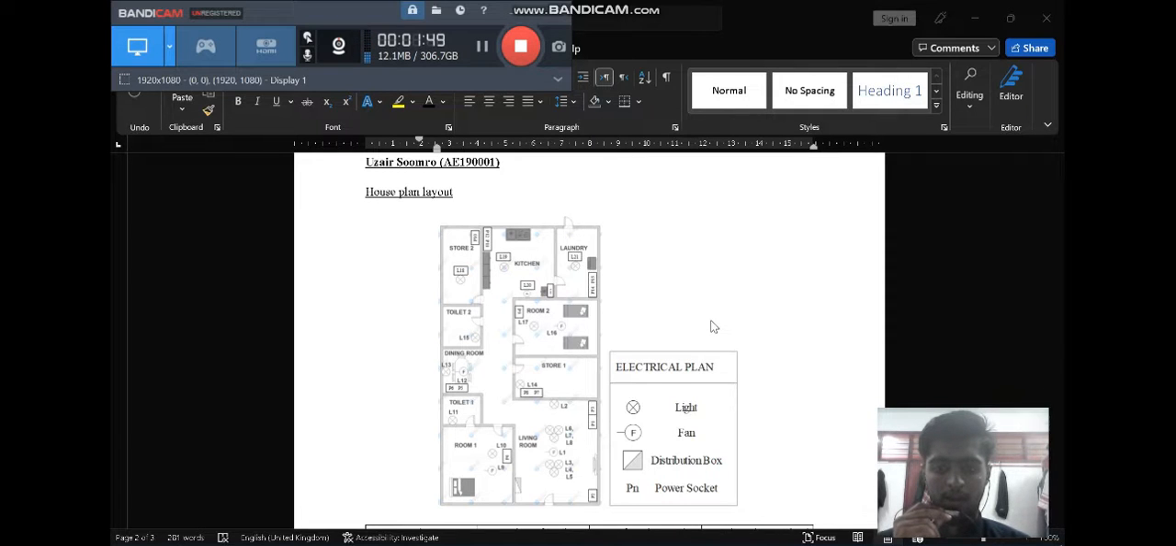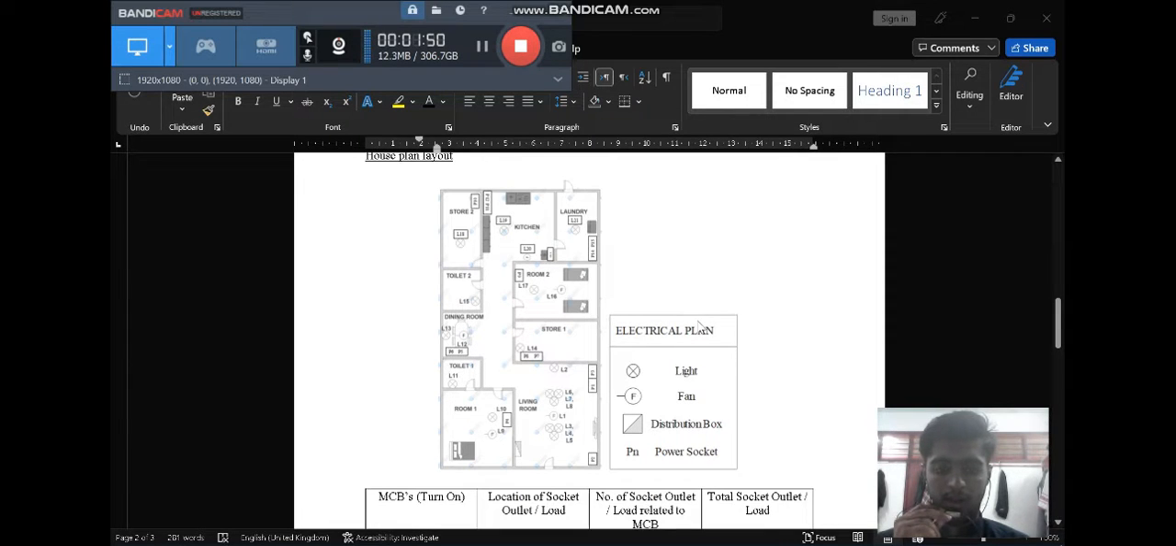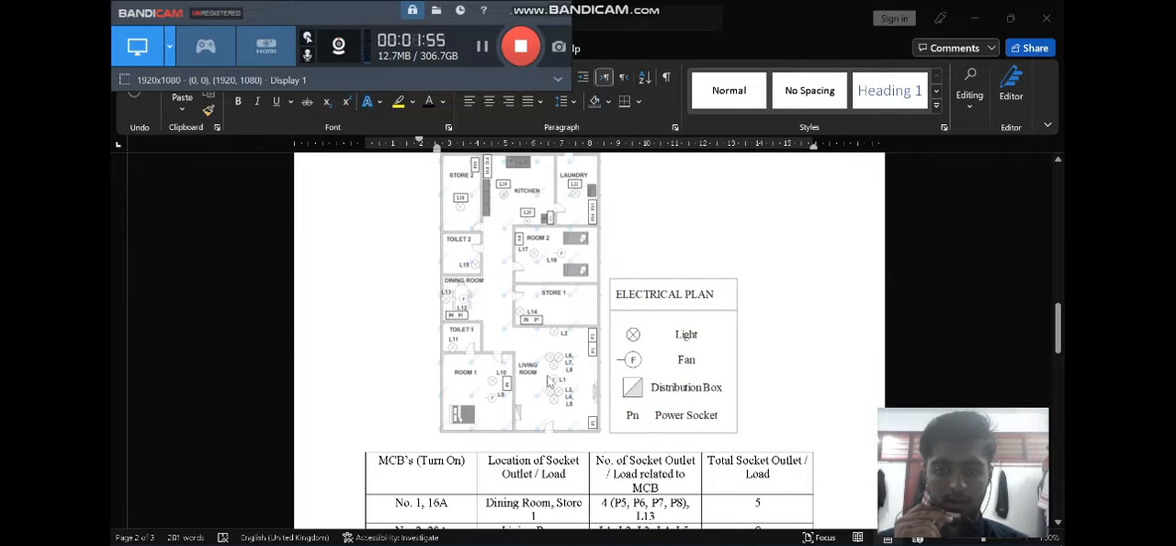Okay, this is the house plan for the layout for the lab 4 MPE. Okay, in this house plan, there's a living room, room 1, toilet 1, store 1, dining room, toilet 2, room 2, kitchen, store 2, and laundry. There's the electrical plan for the light, fan, distribution box, and power socket. Distribution box is at the living room, and there are other places for the fan and lights.